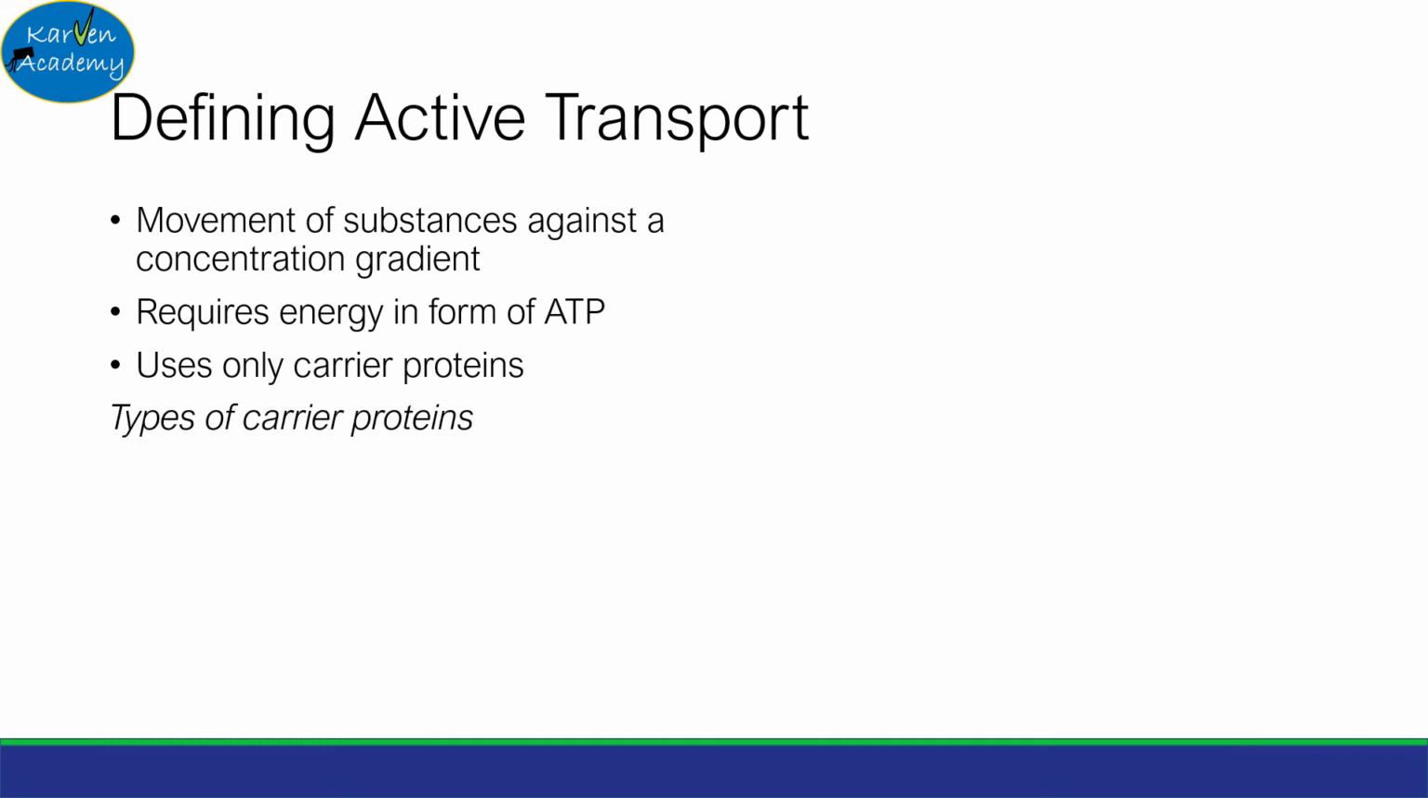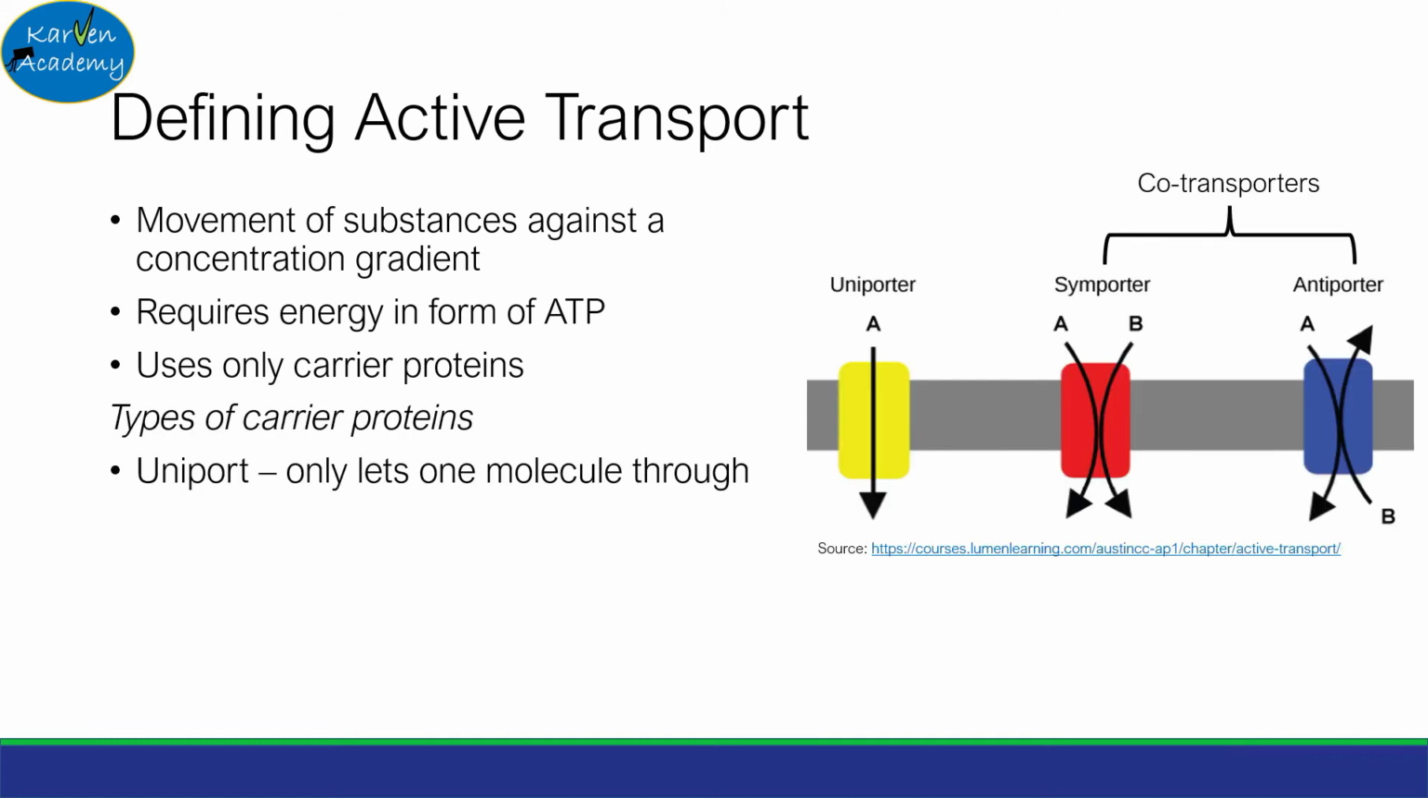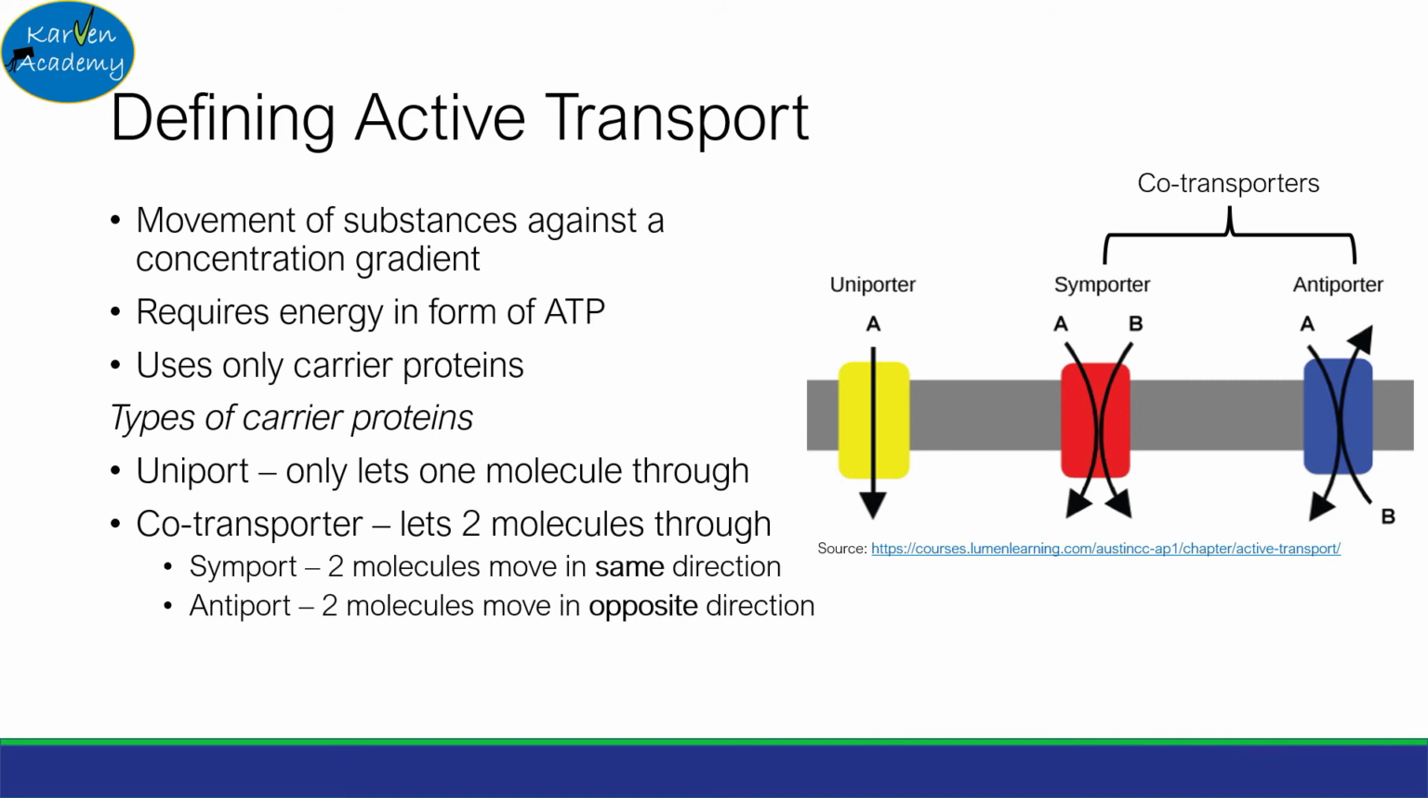And there are many types of carrier proteins. Firstly, we have uniport proteins, which only let one molecule through. And we have co-transporter proteins, which let two molecules through. There are two types of co-transport proteins. One is a symport, which allows two molecules to move in the same direction. And another one is an antiport, which allows two molecules to move in the opposite direction.